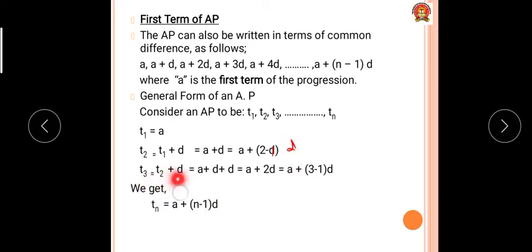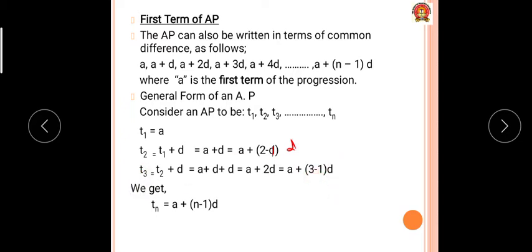T3 is T2 plus D, the previous term plus the common difference. So the previous term is T2, so T2 plus D. What is T2? T2 is A plus D, and this D as it is. So what comes? A plus 2D. So we can write 2 as 3 minus 1. Yes, so I am writing 2D as (3 minus 1)D.